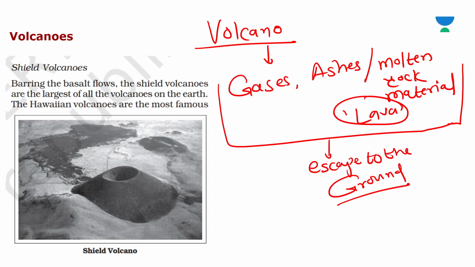So, major types of volcanoes, like shield volcanoes. Now, friends, barring the basalt flows, the shield volcanoes are the largest of all volcanoes on the earth. So, the Hawaii volcanoes are the most famous.